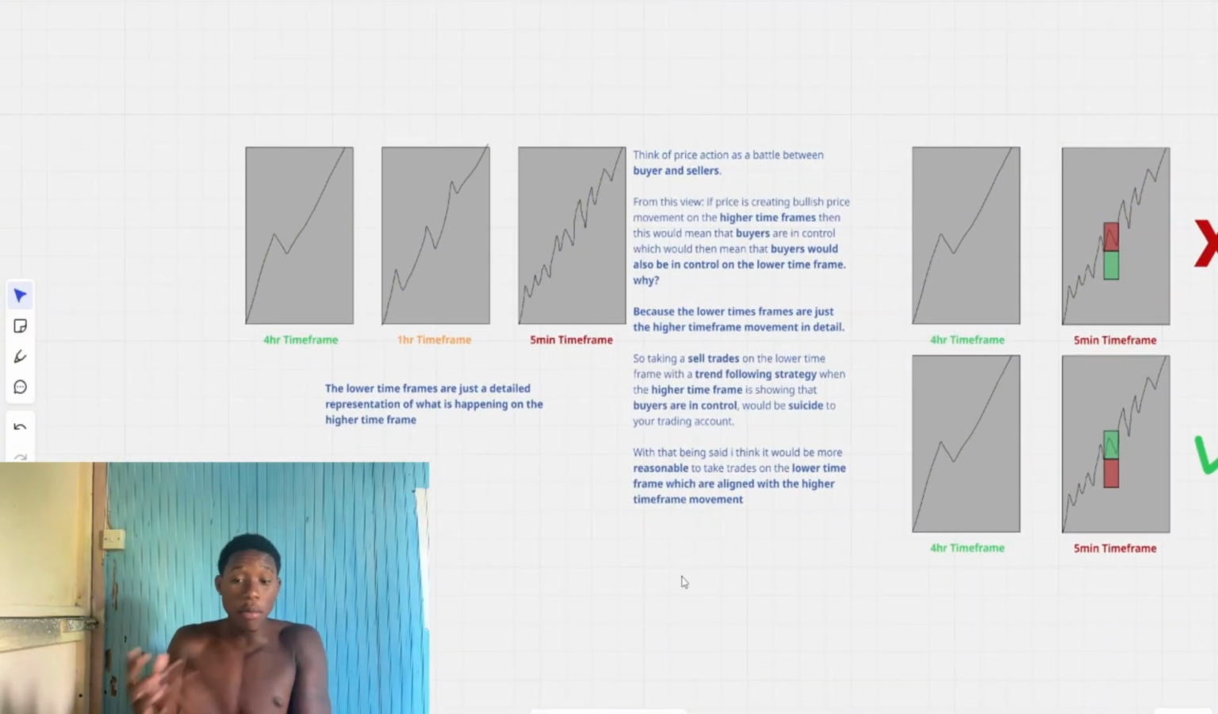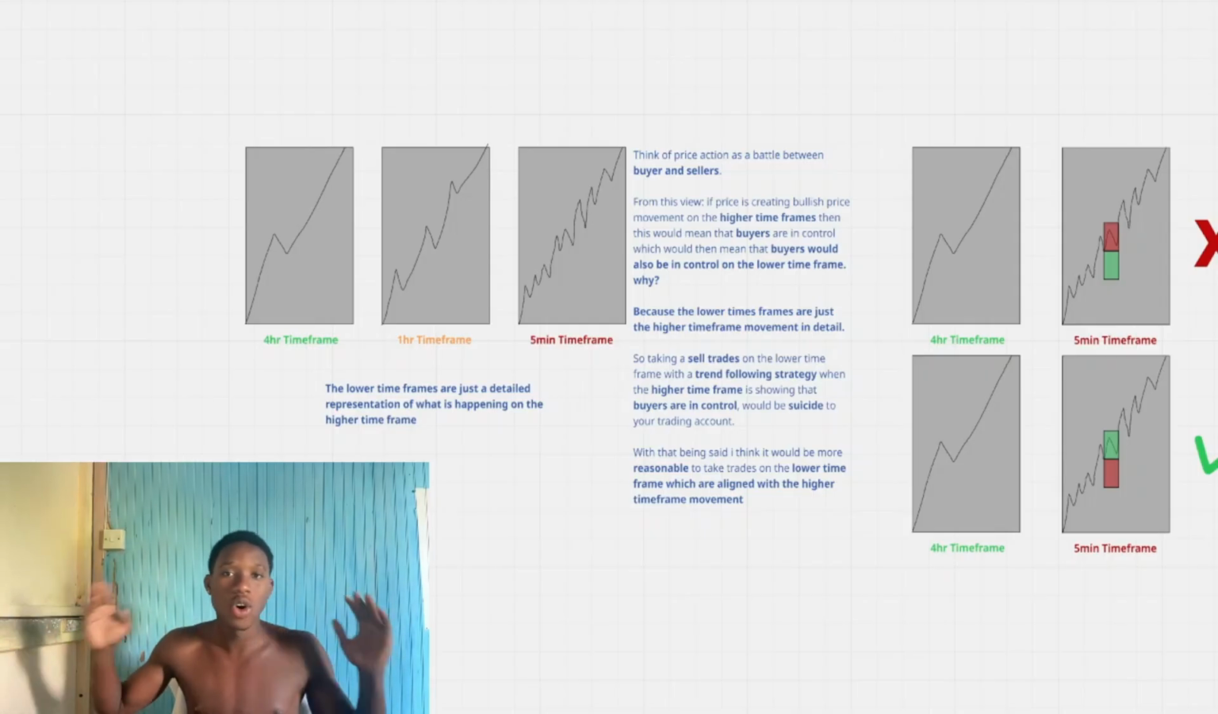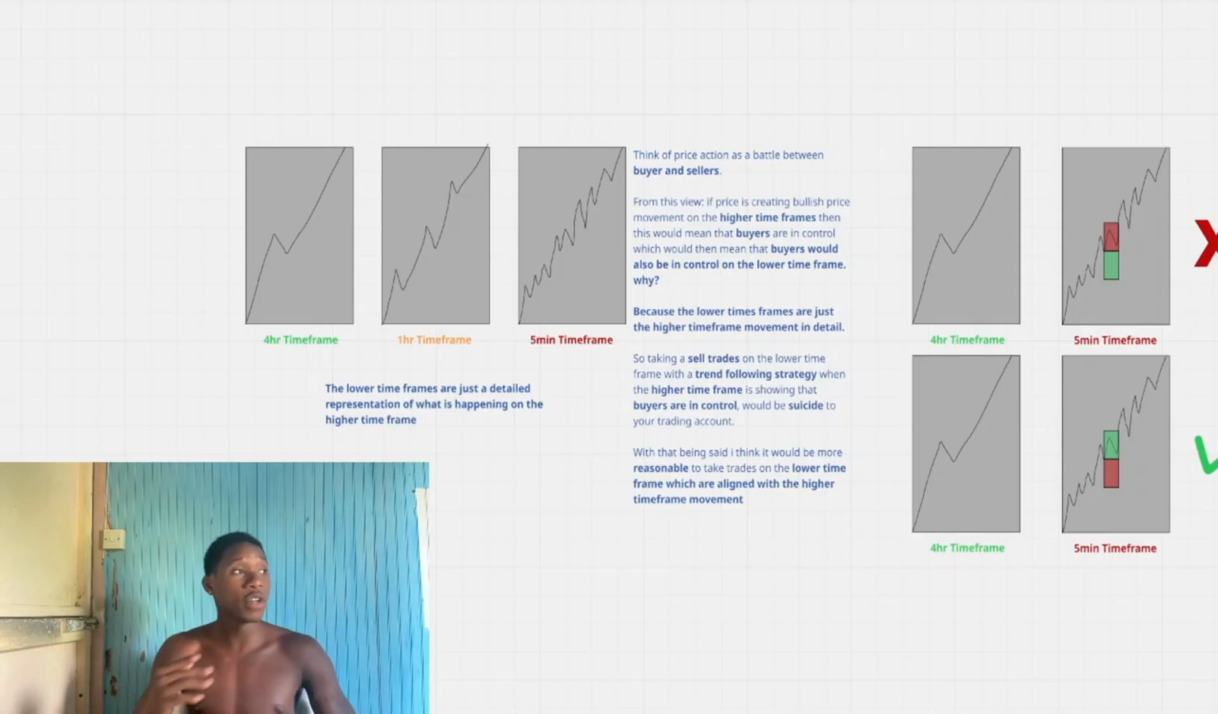I think it would be more reasonable to take trades on the lower time frame which are aligned with the higher time frame. And I'm talking from experience. If you look back on my previous videos, I used to trade without the higher time frame analysis, until one day I went back and backtested like 100 trades, and I realized trading in line with the higher time frame increased my win rate by probably 10 or 15%. And it actually makes sense.